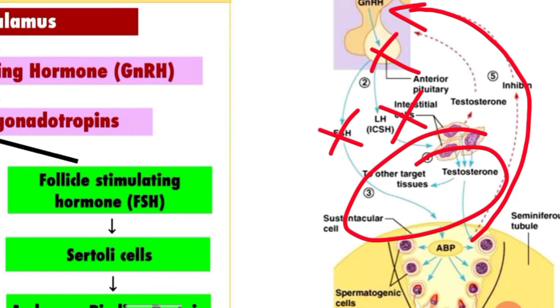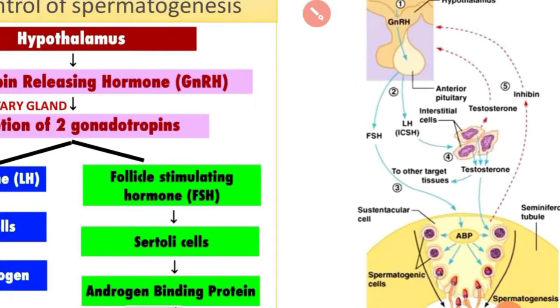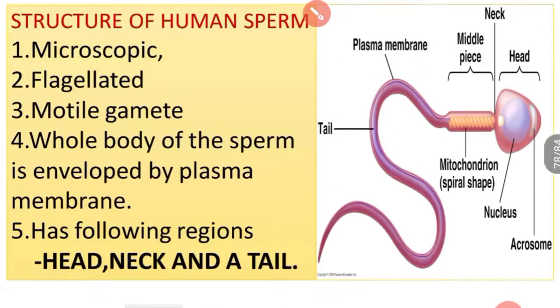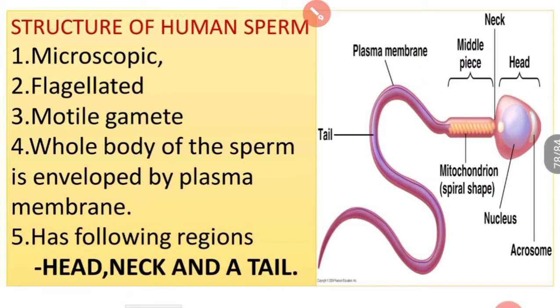That is called the negative feedback mechanism. This is the hormonal control of the male reproductive system. Right? I hope you can understand. In your book they have given a big paragraph, but this mind map is enough to recall all the points. Got it? Yes. Next, structure of human sperm.